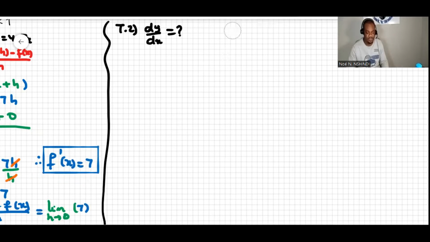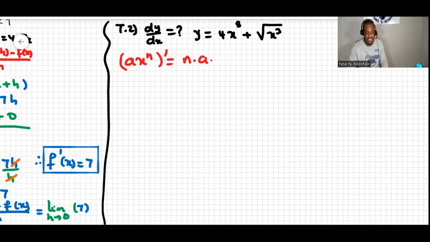Let's write it a little bigger. So it's going to be: y equals 4x to the power of 8, plus the square root of x to the power of 3. Now, to differentiate a polynomial, we differentiate each term of the polynomial, following this formula: the derivative of a x to the power of n equals n times a times x to the power of n minus 1.